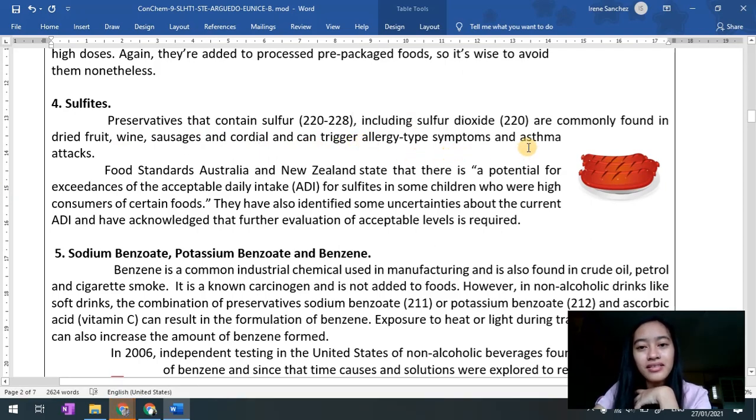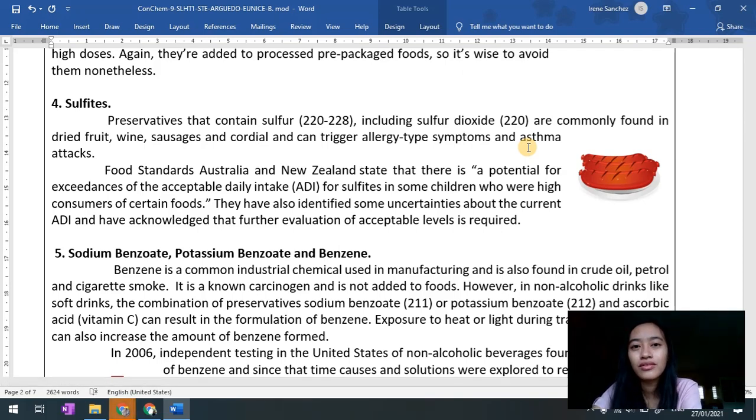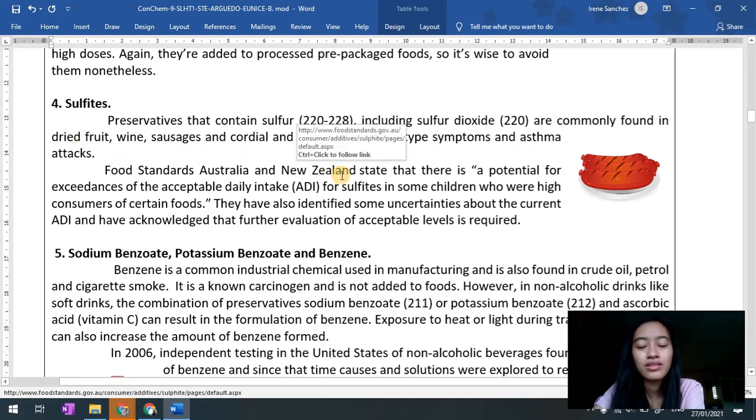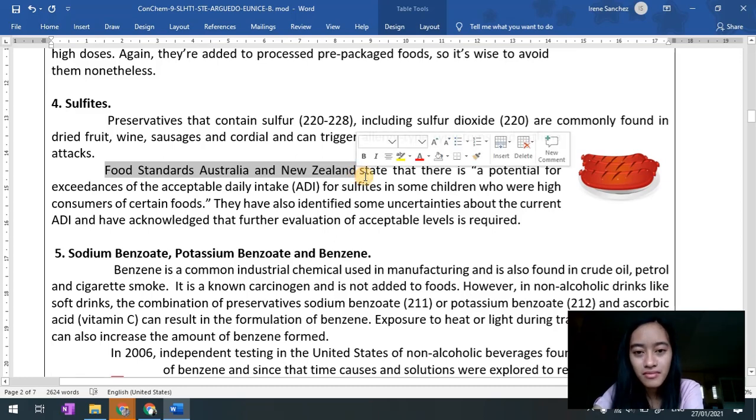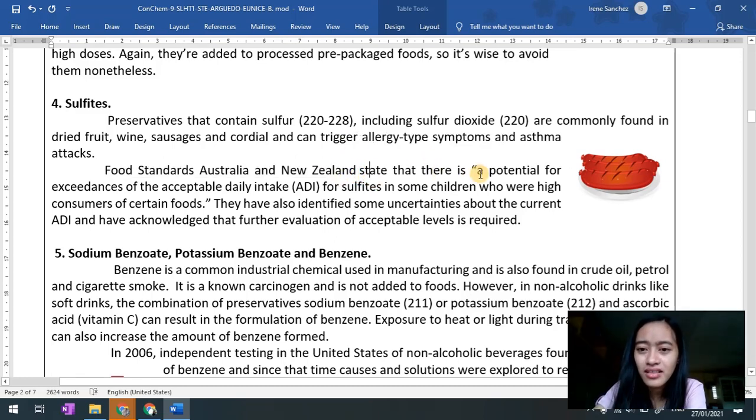symptoms and asthma attacks. Okay, it will not really bring harm directly into your digestive system, but there are people who are easily triggered by allergies and asthma, so rather avoid these foods. Food Standards Australia and New Zealand state that there is a potential for exceedances of the acceptable daily intake, ADI, for sulfites in some children who were high consumers of certain foods.